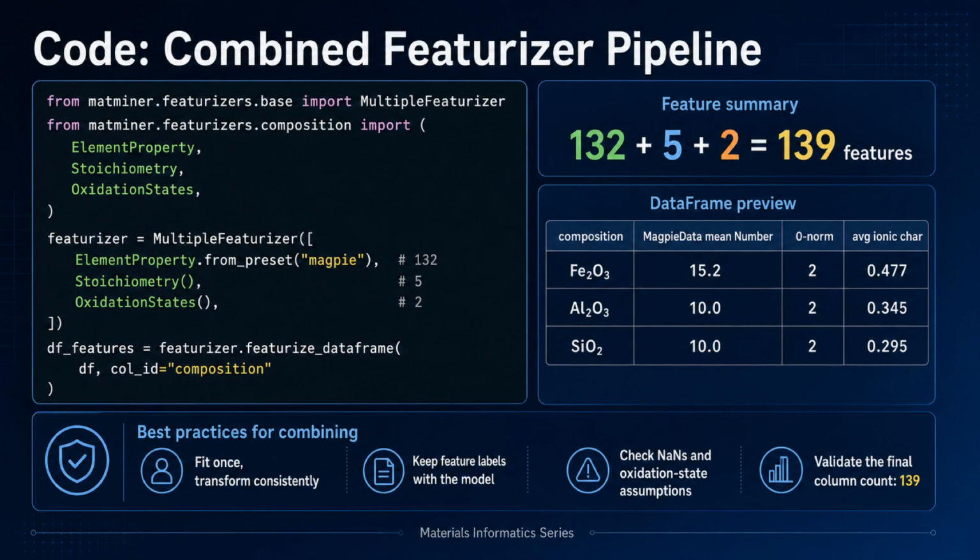Here's a complete example combining 3 featurizers. Create element property with MAGPIE preset, stoichiometry, and oxidation states. Wrap them in multiple featurizer. Apply to your composition data frame. The result has about 140 columns covering elemental, stoichiometric, and charge properties.